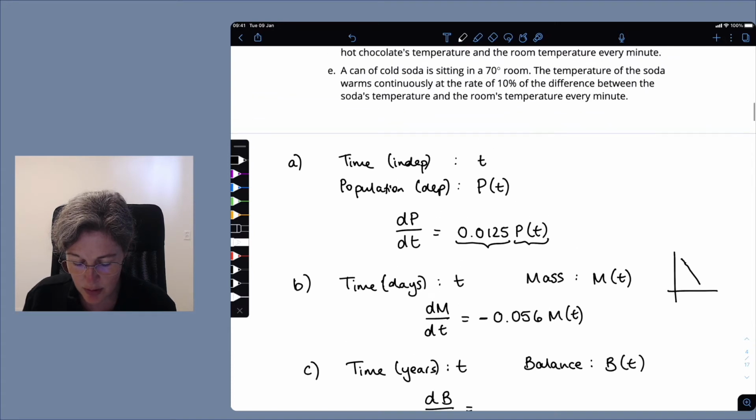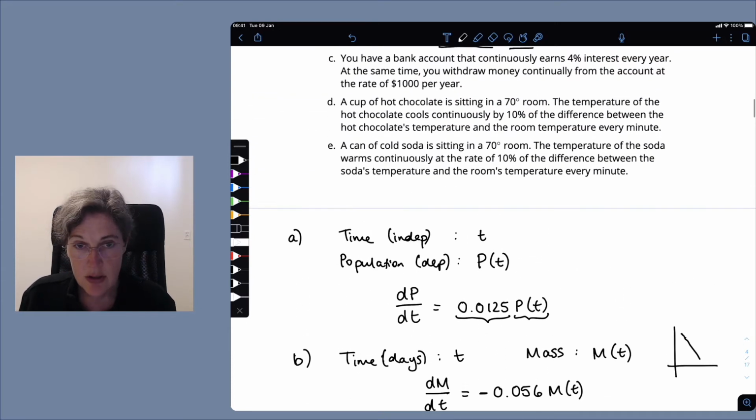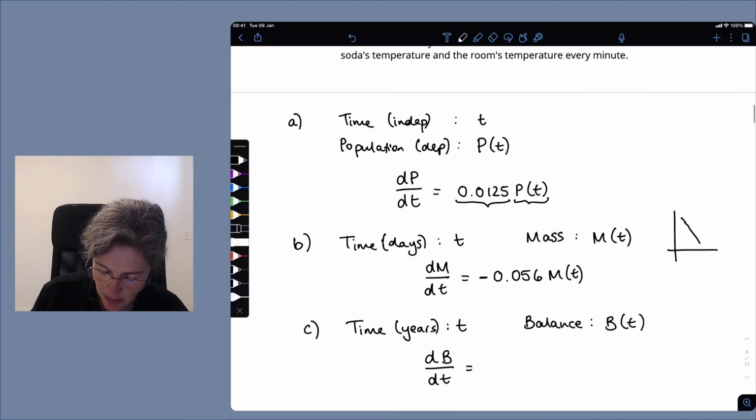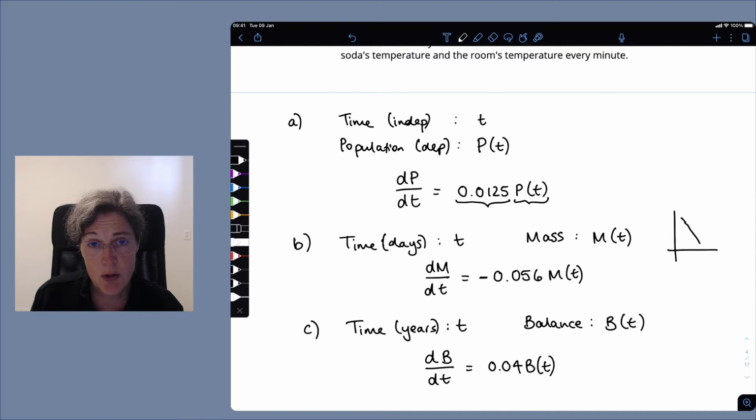Well, let's start with the interest. So if we were just earning interest, then we know that we'd gain 4% per year. So if it was just that we had interest, we'd have 0.04, which is 4%, times whatever we had in our account. But also each year, we are subtracting off $1,000, which we take out. So if you think about the change in our balance over a period of a year, we're going to gain 4%, but we're also going to lose $1,000.